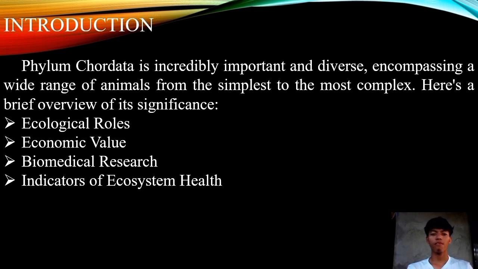Studies on chordates have led to breakthroughs in understanding genetics, physiology, disease mechanisms, and drug development, benefiting human health. So next we have indicators of ecosystem health. Chordates often serve as indicators of ecosystem health due to their sensitivity to environmental changes. Declines or shifts in chordate populations can signal broader ecological imbalances, helping researchers and policymakers identify and address environmental issues.